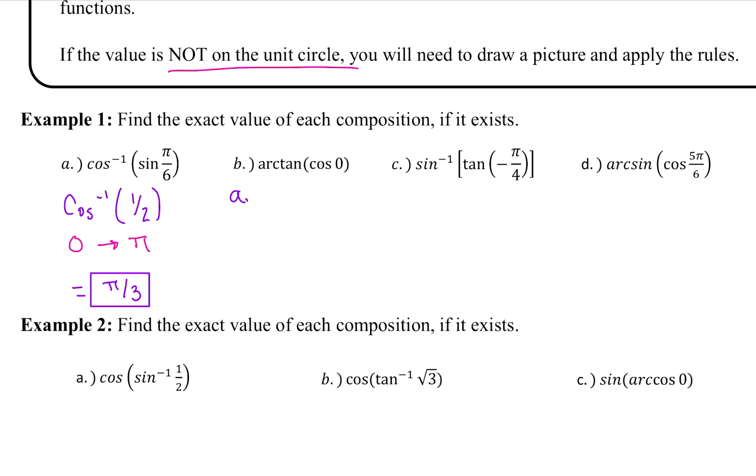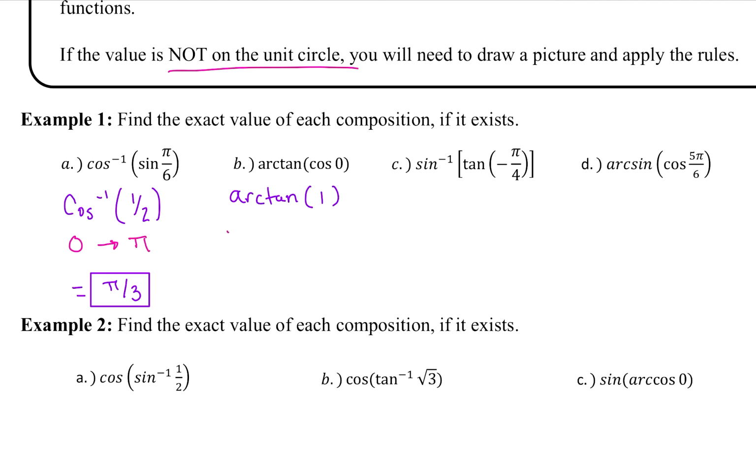When I come over to B, again, leave the outside as is, arc tangent. We're going to solve the inside though. What is the cosine of 0? Cosine is representing the x-coordinate, so I need the x-coordinate at 0 when we haven't even moved. That's going over 1, so the cosine of 0 is 1.